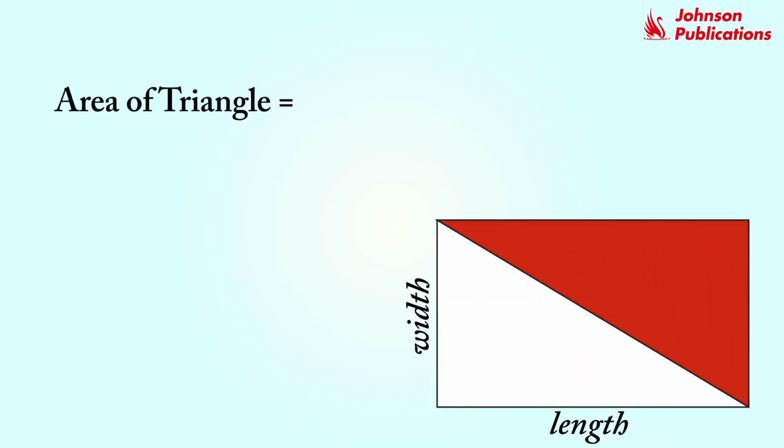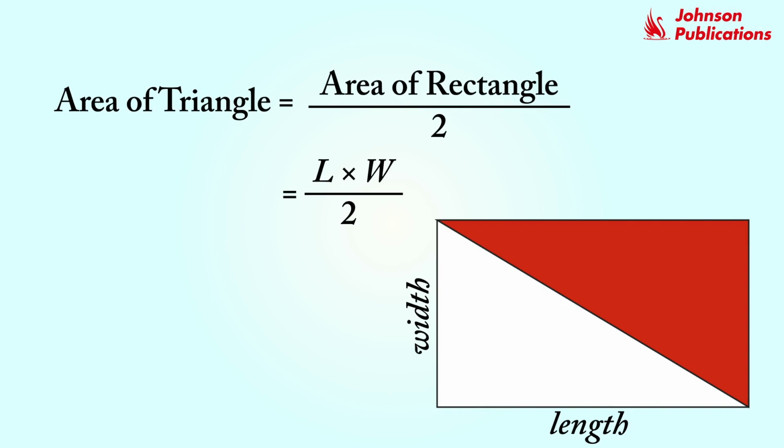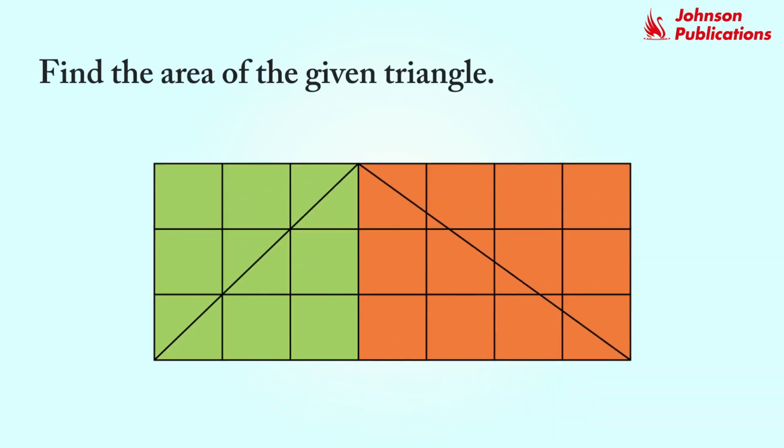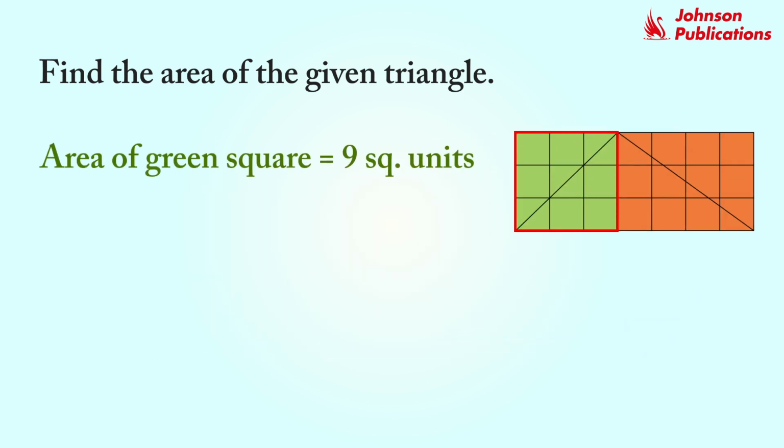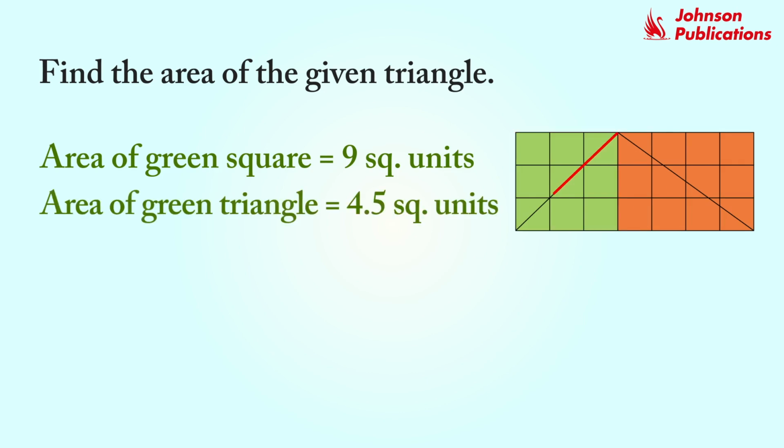The area of a triangle is half of the area of a rectangle. Find the area of the given triangle. We can see that the rectangle has been divided into two parts and each contains a portion of the triangle. Area of green square is equal to 9 square units. Therefore, area of green triangle is equal to 4.5 square units.